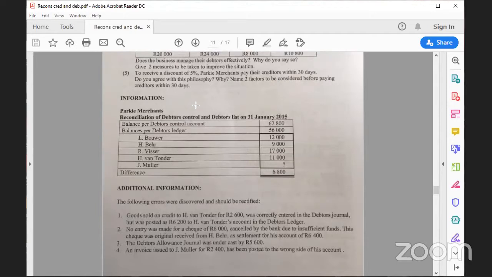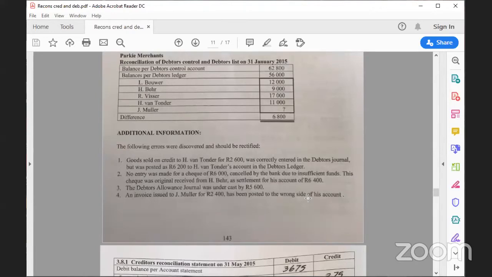We have a reconciliation. There's the difference you need to explain. And then you have additional information saying the following errors were discovered and should be rectified. Goods sold on credit to Halfer Tunder, 2,600 Rand, was correctly entered into the debtors journal, but was posted as 6,200 Rand to Halfer Tunder's account in the debtors ledger. Okay, so the debtors journal is fine, but the debtors ledger is obviously a mistake.